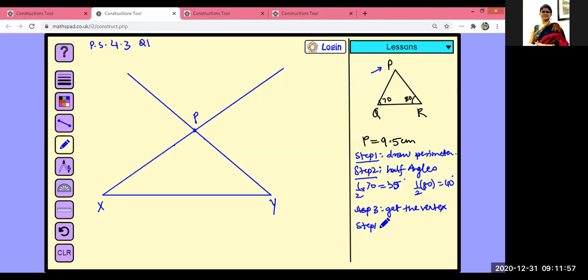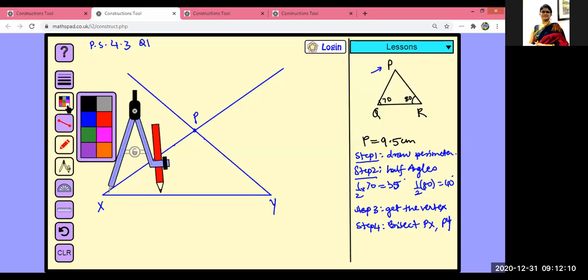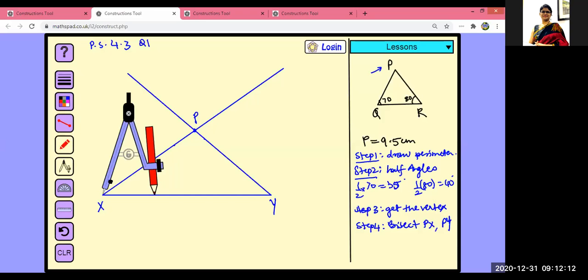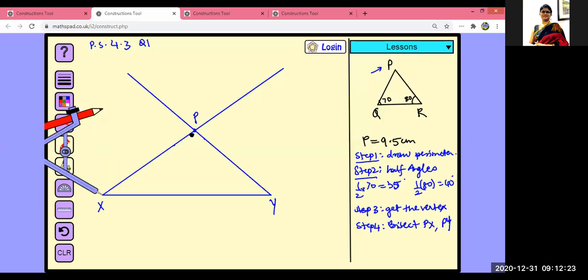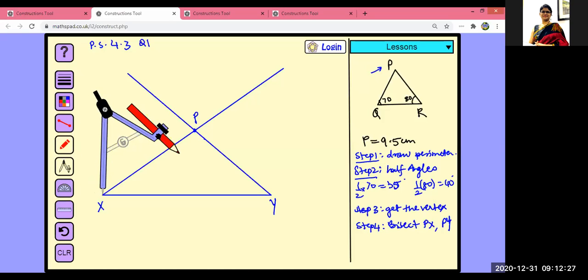Step 4, bisect the two sides. So which sides are we going to bisect? Bisect PX and PY. So let's start with making perpendicular bisectors. Here we need more than half the distance of XP and draw one arc on each side. Okay, it won't let me draw. So just a minute.